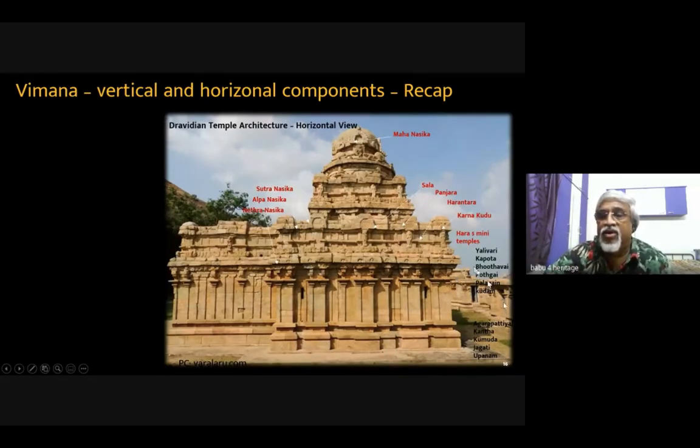Today we talked about Hara, the type of mini temples. We talked about Karnakota and Harandra, the wall inside, the Panjara type of pedicles in between, and Sala type of mini temple in the center. We also saw the Mahanasika on top of the Sutra. And now the Nasikas available in various places. So we talked about Alpa Nasika, which is a smaller Nasika available here.